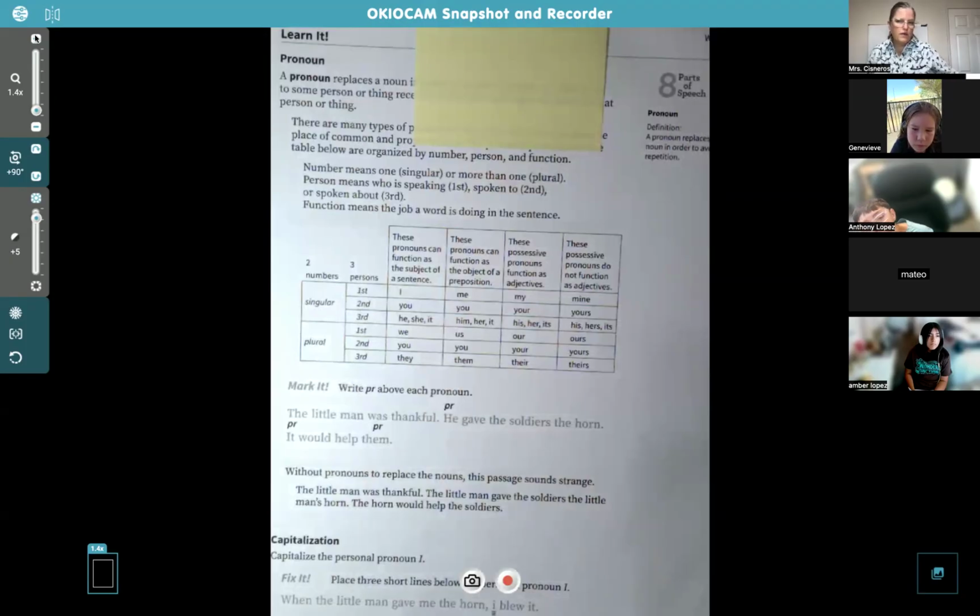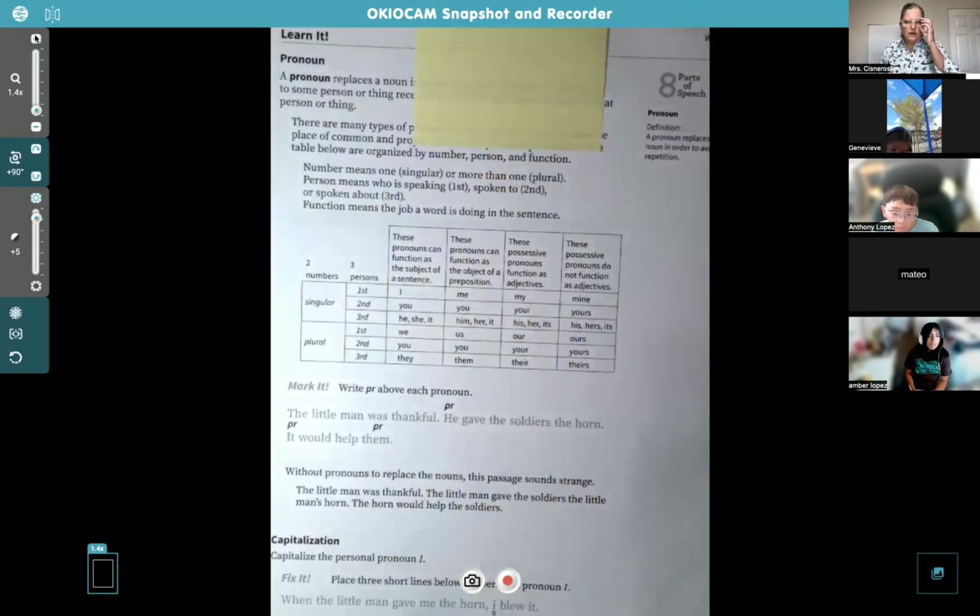So the pronoun would be them. All right. If you did not use pronouns, it would sound like this. The little man was thankful. The little man gave the soldiers the little man's horn. The horn would help the soldiers.